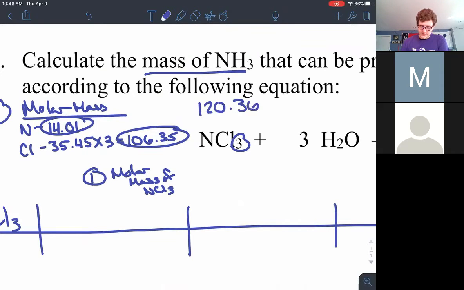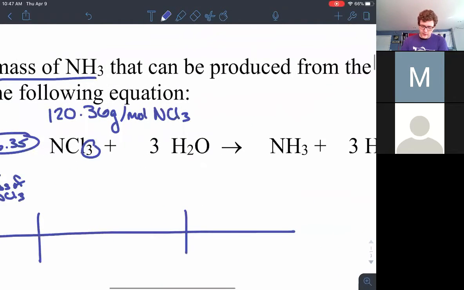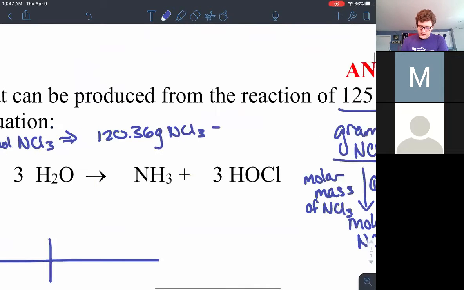All right. And what are my units for that one? Grams per mole of that NCl3, which, if we remember correctly, means that 120.36 grams of NCl3 equals how many moles? 1. Perfect. Equals 1 mole of NCl3.